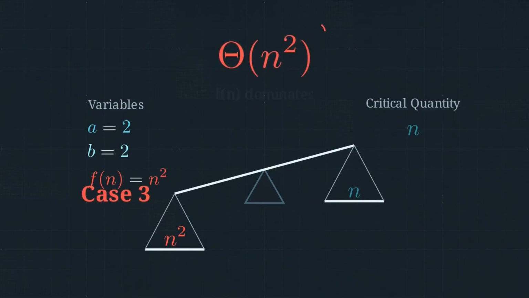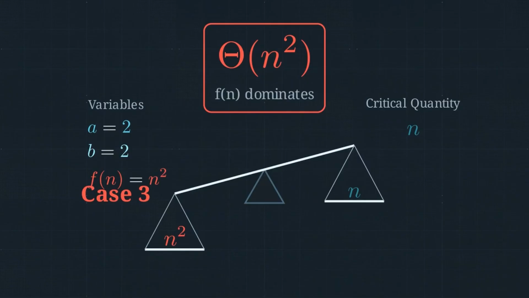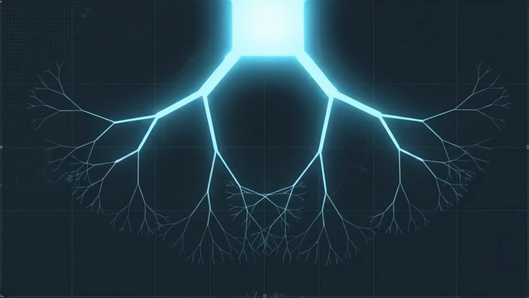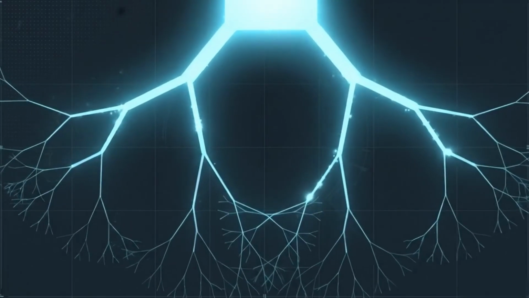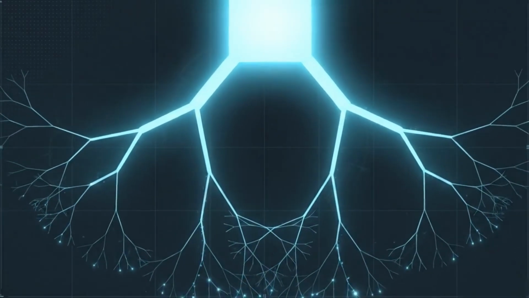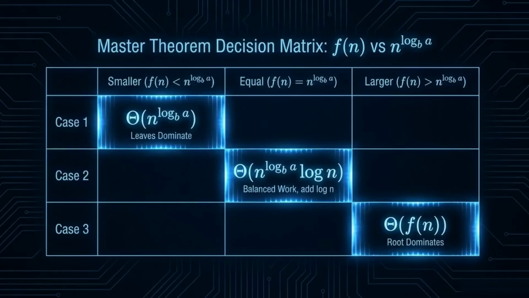When f of n is polynomially larger, the heavy lifting performed outside the recursion dominates the algorithm's total runtime. In this scenario, the algorithm's final time complexity simply adopts the dominant f of n term, resulting in theta of n squared. This decision matrix consolidates the entire master theorem into a single, scannable framework based on our critical comparison.